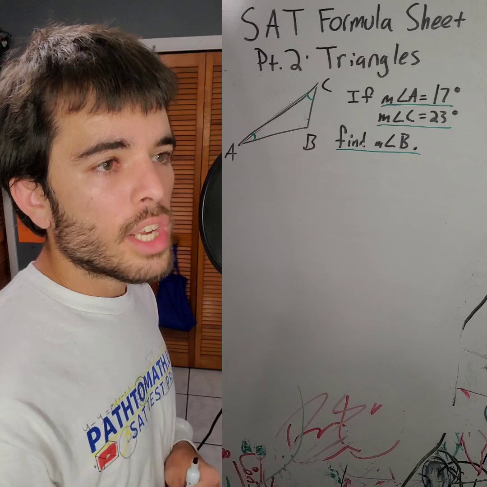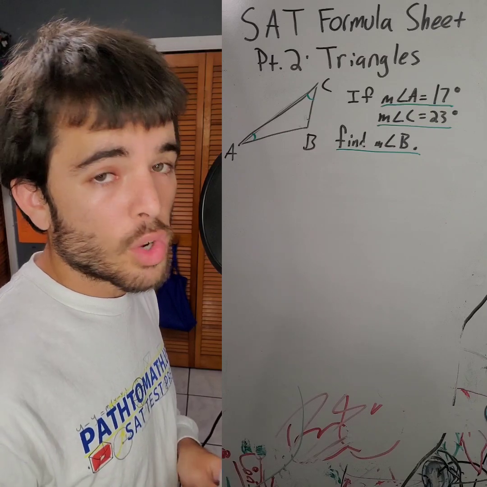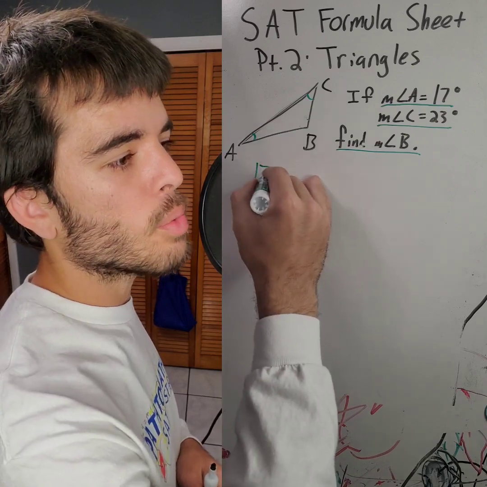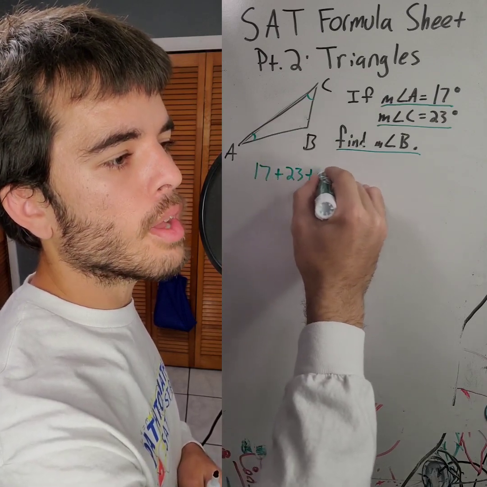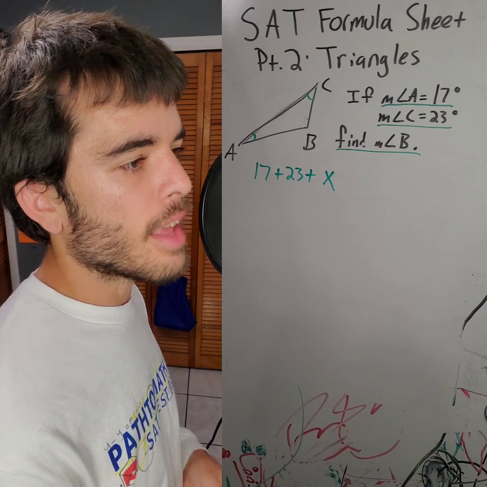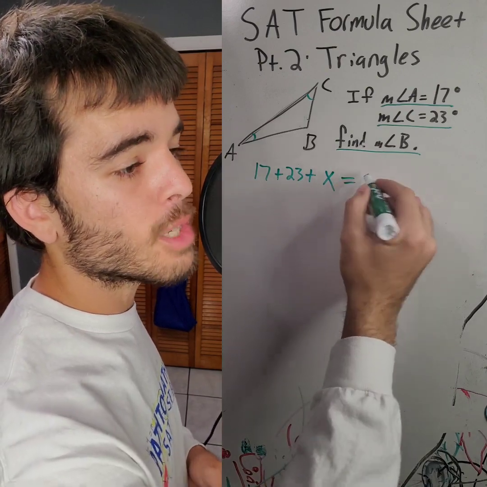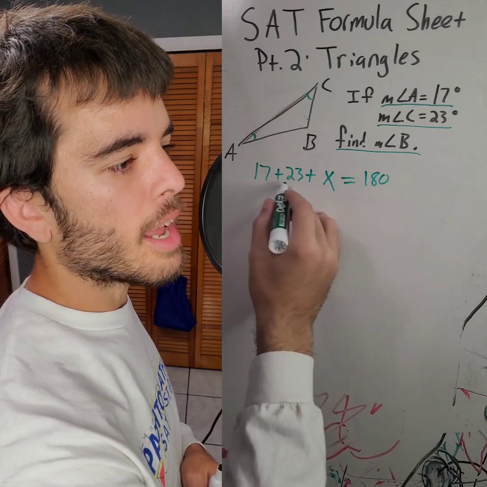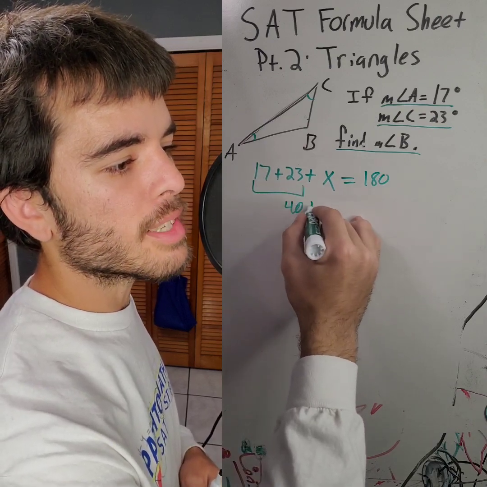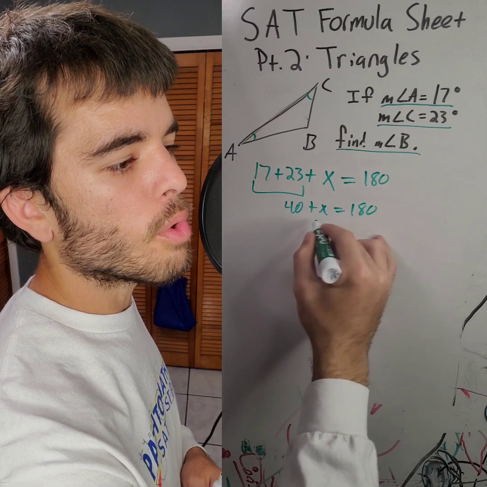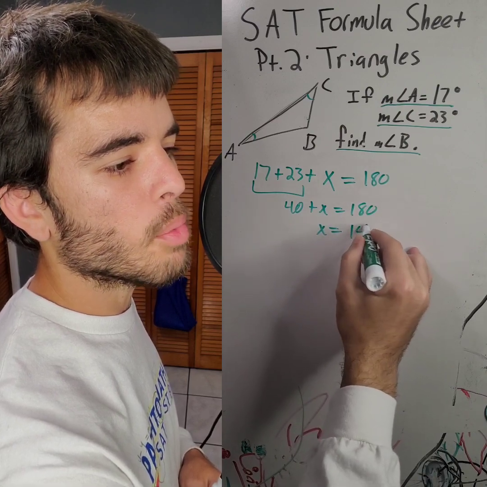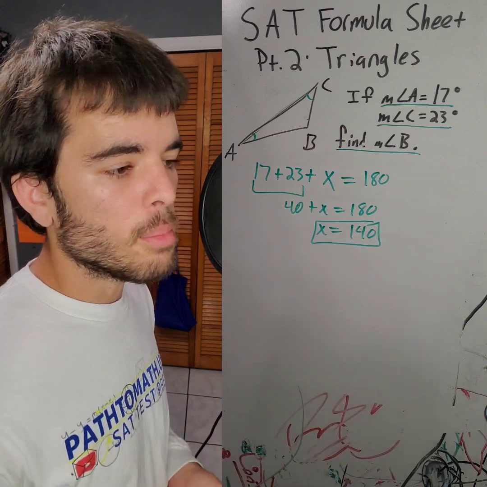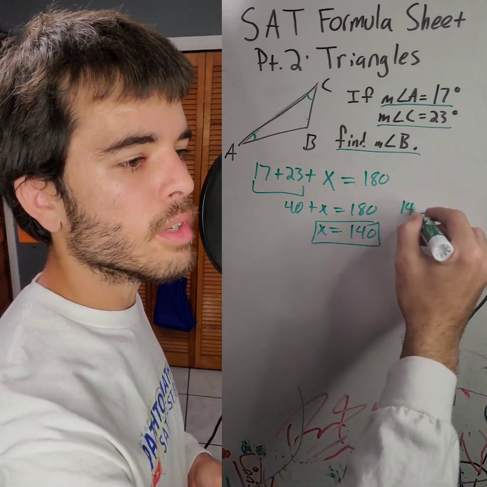We know that the 3 angles in any triangle add up to 180. So I'm going to set up an equation that represents that. I'm going to let X represent the measurement of angle B. This is all set equal to 180. So I'm going to add these 2 first. That's going to give me 40 plus X. And then I'm going to move the 40 to the other side by subtracting it, giving me 140. All right, so I let X represent the measurement of my angle B. My answer is 140 degrees.